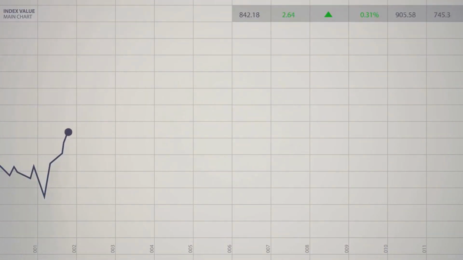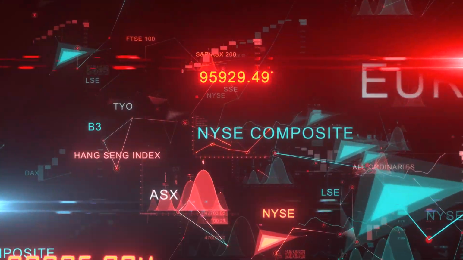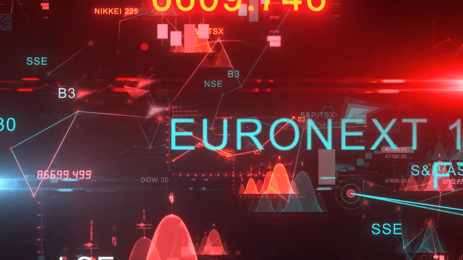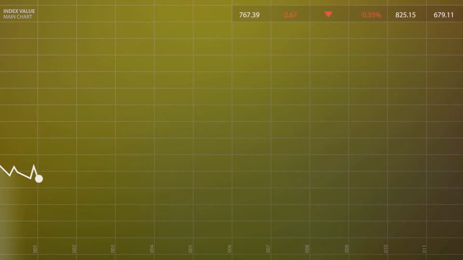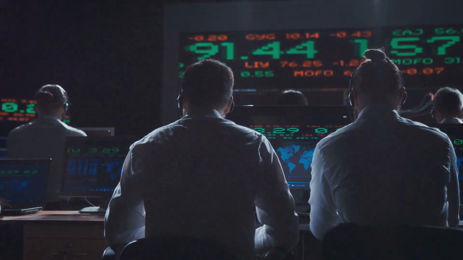SQQQ is the ticker symbol for the ProShares UltraPro Short QQQ ETF. This ETF is designed to move in the opposite direction of the Nasdaq 100 index. To put it plainly, if the Nasdaq 100 index goes down, SQQQ is designed to go up and vice versa.